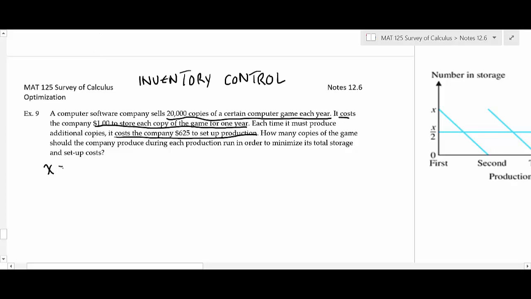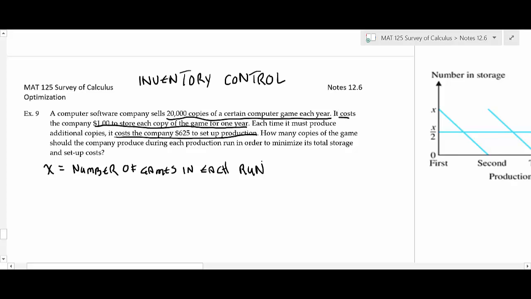So I'm going to let you know what X is. X, we're going to let that be the number of games in the production run. So you want to write that down as number of games in each run of production. Okay, that's what we're going to find.